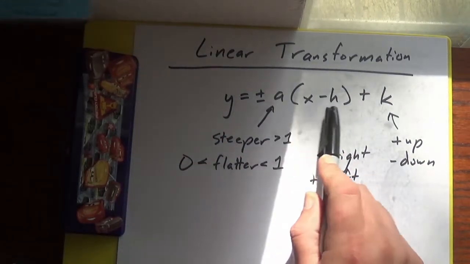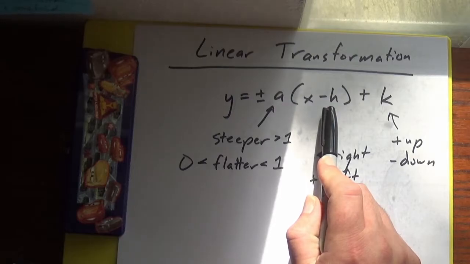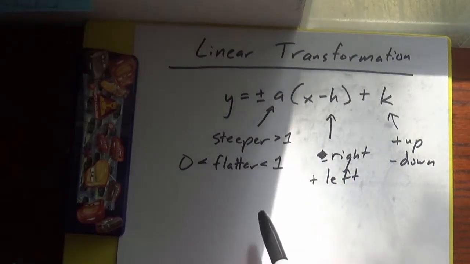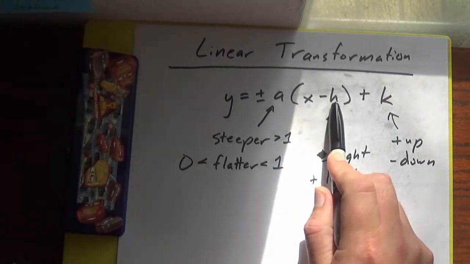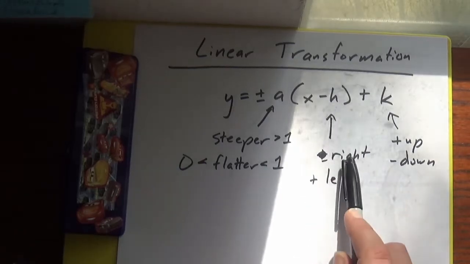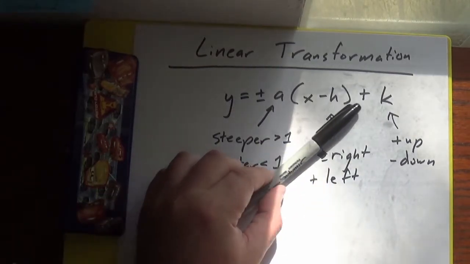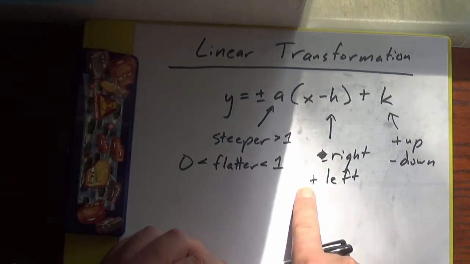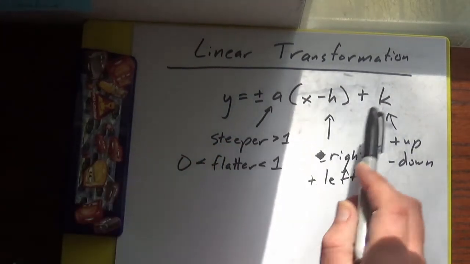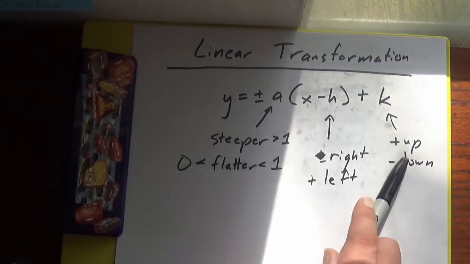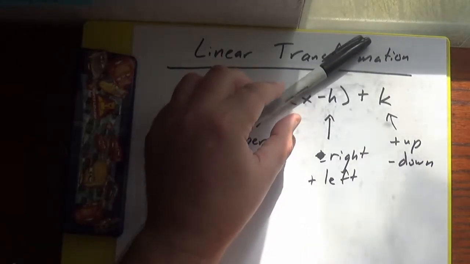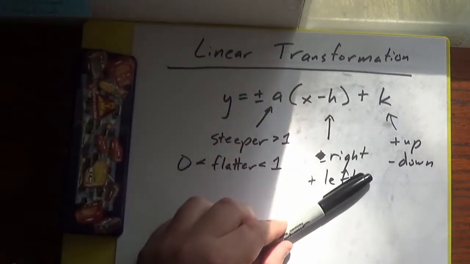Now notice here in the parentheses it's minus h. So normally when you think plus, it moves stuff to the right. But since it's minus h, it's going to do the opposite of what we expect. So minus in here moves your whole line to the right. Plus moves the whole line to the left. And then this k at the end moves things up and down. So if it's positive, it's going to move the whole line up. If it's negative, it moves the whole line down.